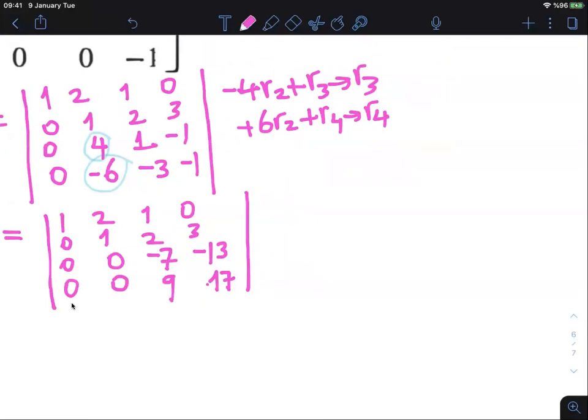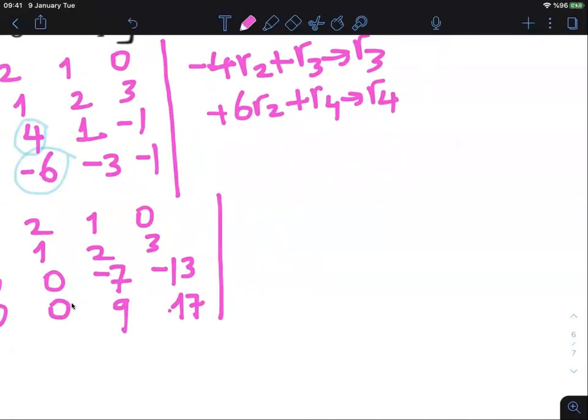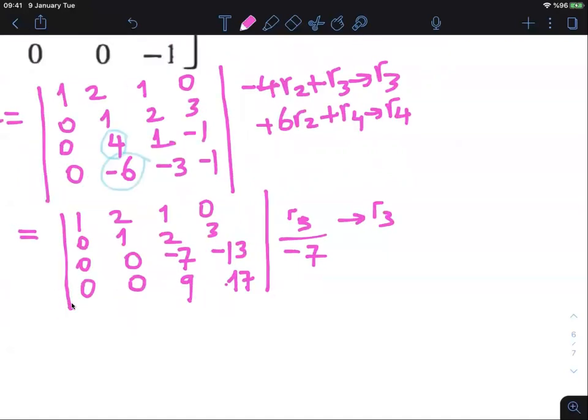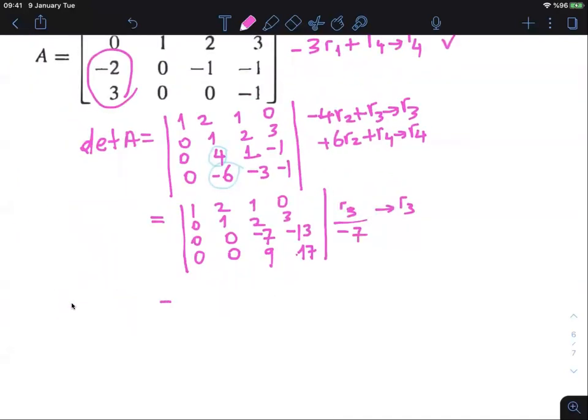Okay. So what do we do? Okay, guys, help me. So we divide the third line by minus 7, right? Minus 7, what happens? I'm dividing row 3 by minus 7 and writing this instead of row 3. So in this case, how does the determinant change? So this is basically minus 7 times this determinant.